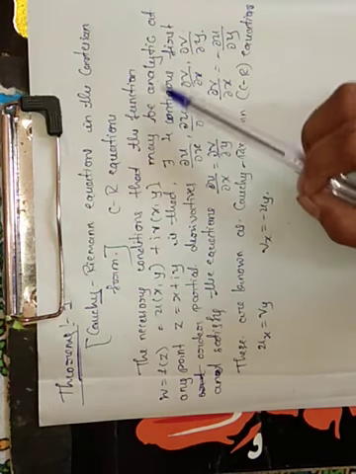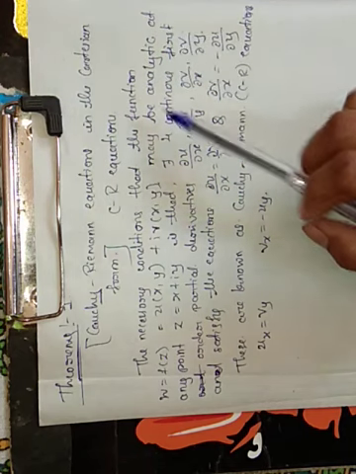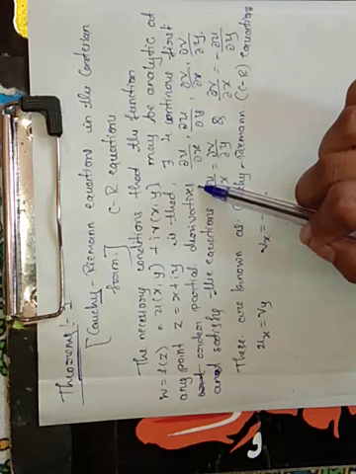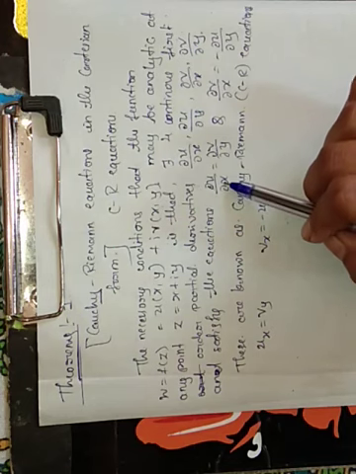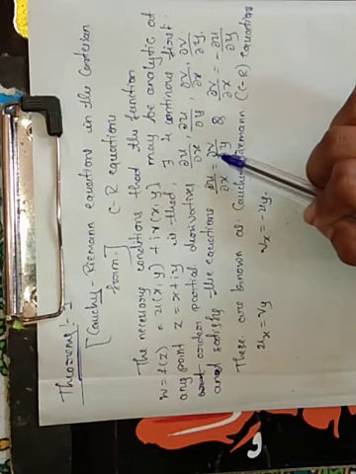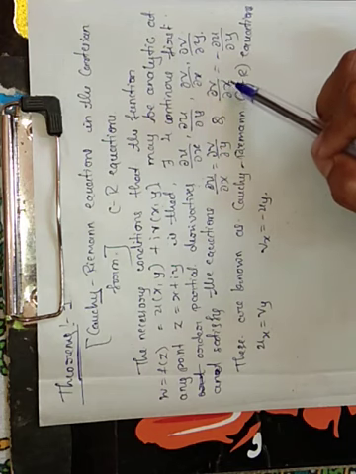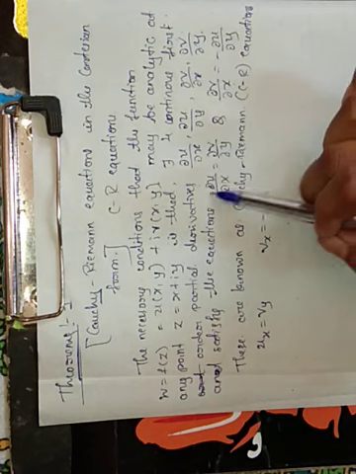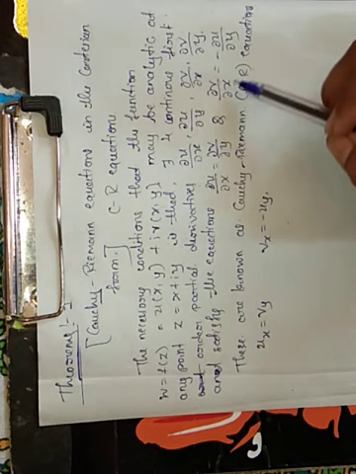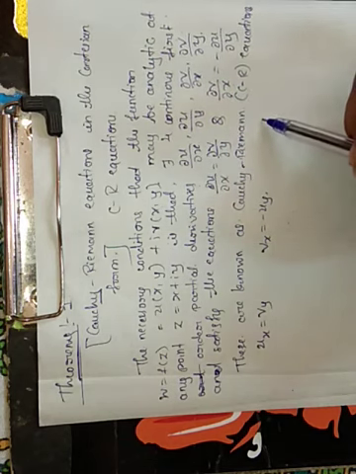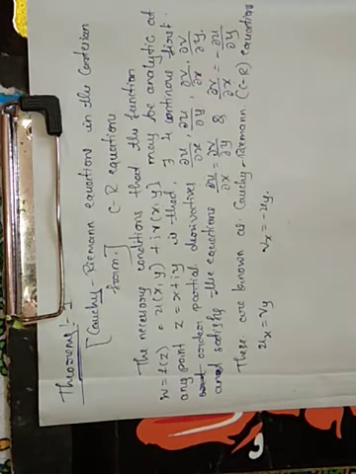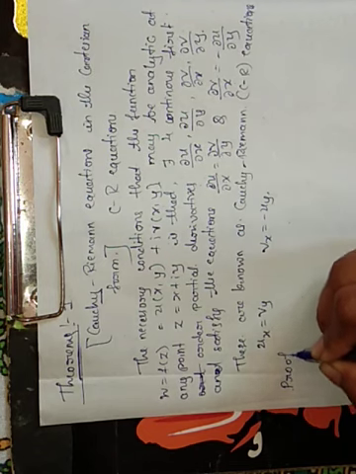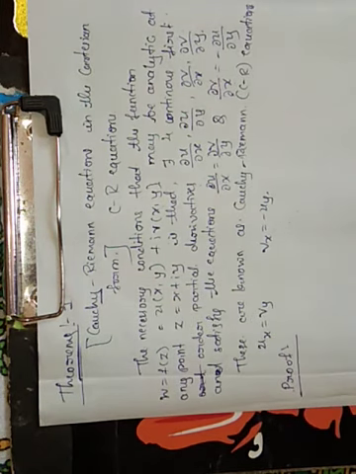So if the complex valued function is analytic and if the four continuous first order partial derivatives exist, then it satisfies the conditions: dou u by dou x equal to dou v by dou y, and dou v by dou x equal to minus dou u by dou y. Then these equations are called the CR equations. So come to the proof of the theorem.